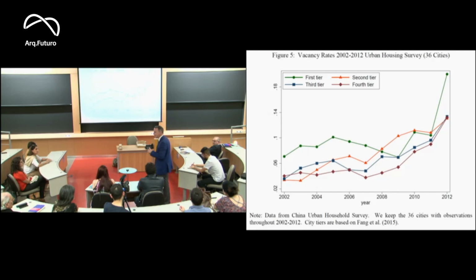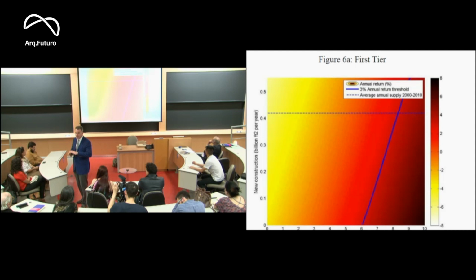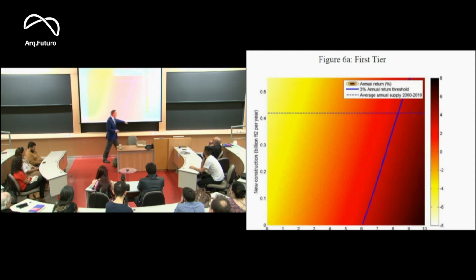Now, together with my co-authors, we've tried to simulate, given various predictions about income and supply growth, what's going to happen to prices over the next 20 years, assuming that China becomes something of an ordinary country in terms of housing demand. Along this axis are different measures for income growth. So if you think income growth is going to be 10% per year, you're up here. If you think it's 5%, it's here. If you think it's zero, you're down here. And along here is how much the growth in new construction is going to be. And the dotted line is what construction has been over the past.